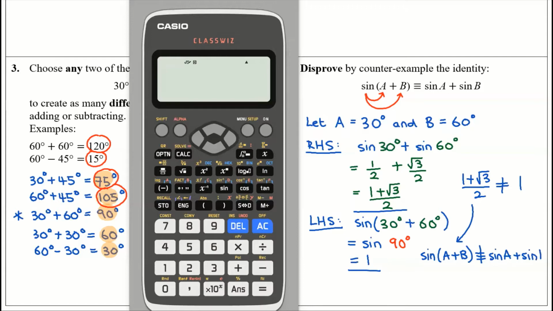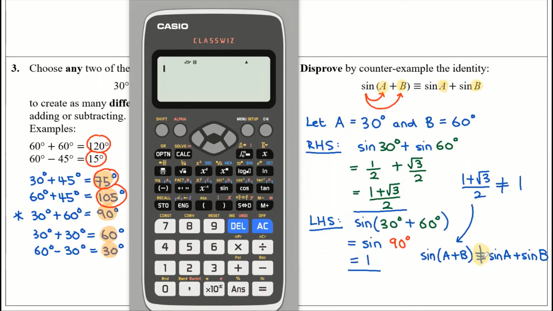Now notice it's enough to use one case here. It's an identity we are disproving. Identities have to be true for all values of A and B, no matter what you sub in. This always has to hold. And because we found a value of A and a value of B immediately that doesn't work, this identity is broken, so that can't be true.